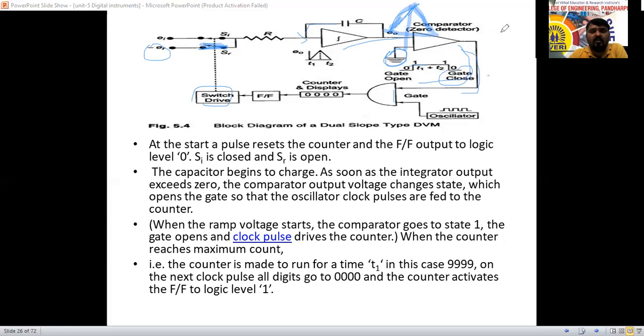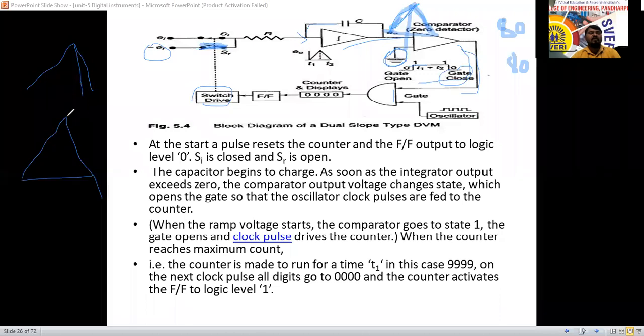Averaging means T1 equal to T2 only. If the first sem is 80 and the second sem is 80%, what is the average value? 80 only. But how was it in the previous one? In the integrating type, T1 was different and T2 was different. T1 was greater than T2. But here, we use T1 equal to T2, so the averaging out is not difficult here. That is the main disadvantage of the integrating type.